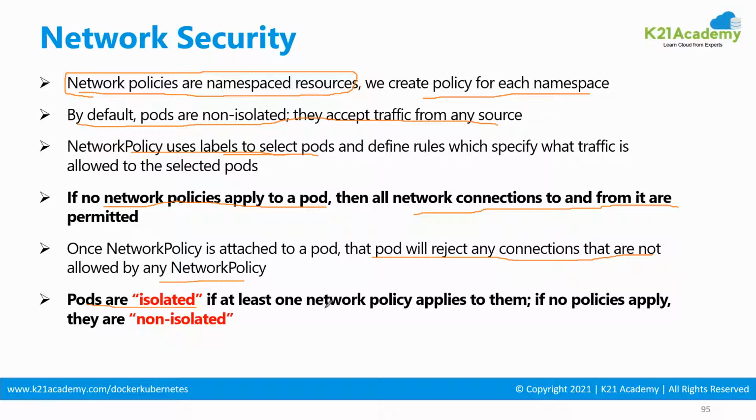So pods are isolated if at least one network policy applies to them. If no policies apply, then they are non-isolated. At least one policy should be applied so that much connectivity will happen. Then all the other connections will be rejected by default. So what is the meaning of that?